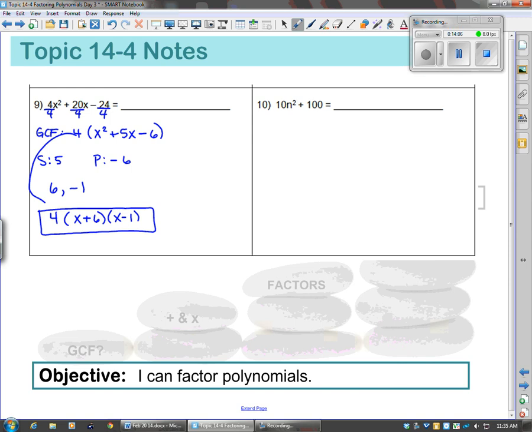And the last one, GCF is always our first step. It's 10. And we have n squared plus 10 when I divide that out. Sum is 0. Product is 10. Trying to think of factors that add to 0 but multiply to 10, that doesn't exist. So there are no factors. So by now you should be saying, oh yeah, when there's no factors, I go back up to my GCF, and that's my final answer.